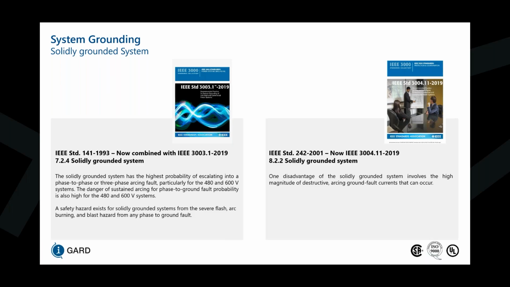The danger of sustained arcing for phase-to-ground fault probability is also high for 480 and 600 volt systems, and a safety hazard exists for solidly grounded systems from the severe flash, arc burning, and blast hazard from any phase-to-ground fault. Further to this, on the right, it indicates the high magnitude of destructive arcing ground fault currents that can occur on a solidly grounded system.